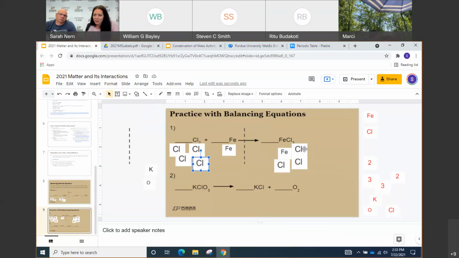So I go back over here and I think, well, I know that the least common multiple of 2 and 3 is 6. So I would add a few more chlorines.